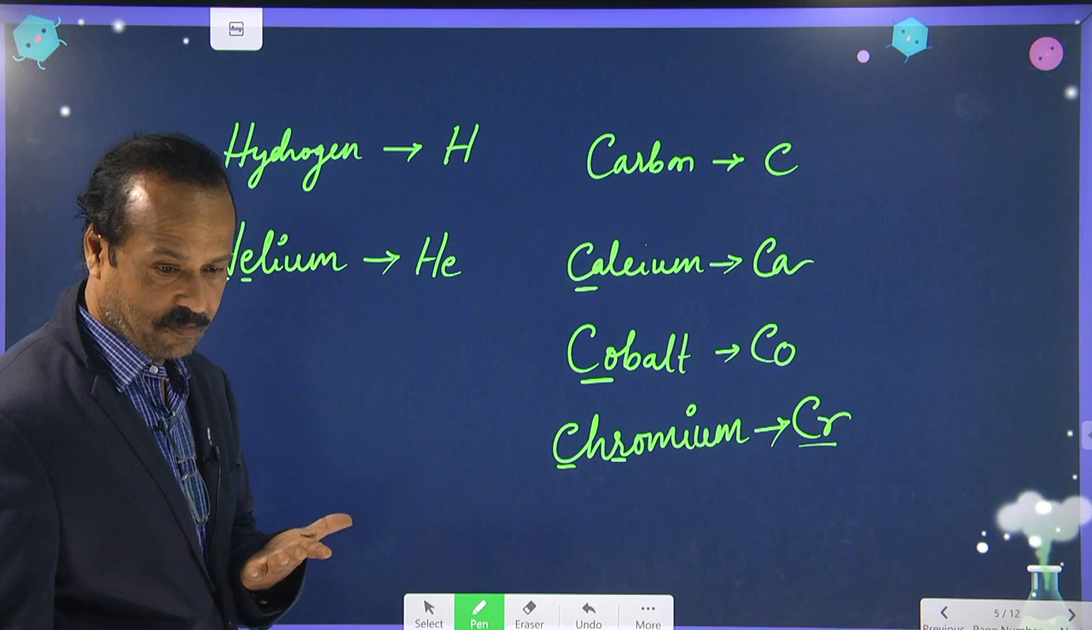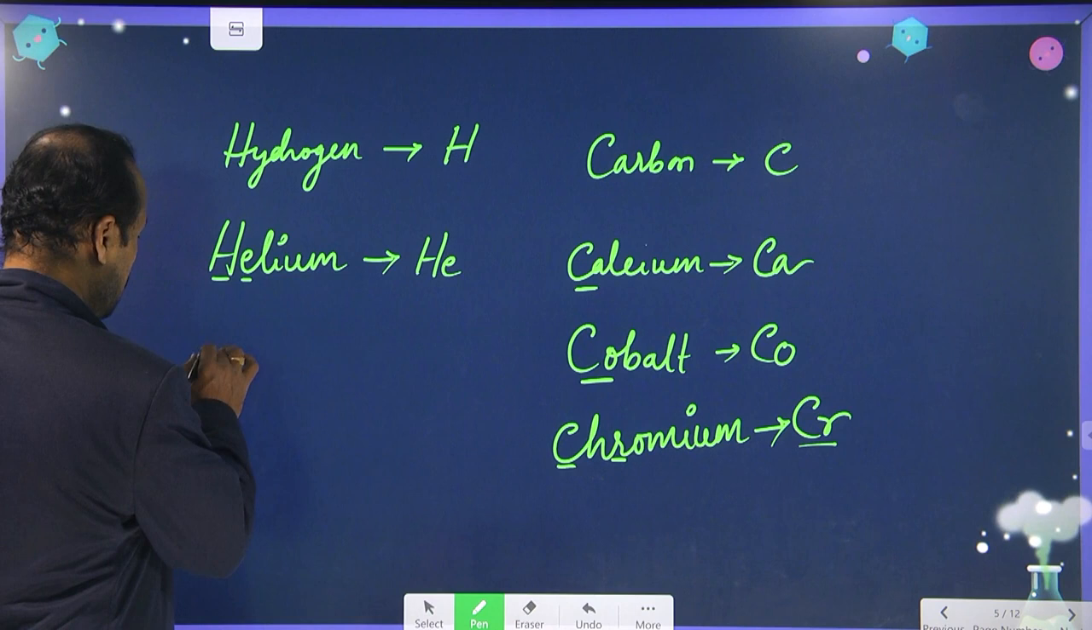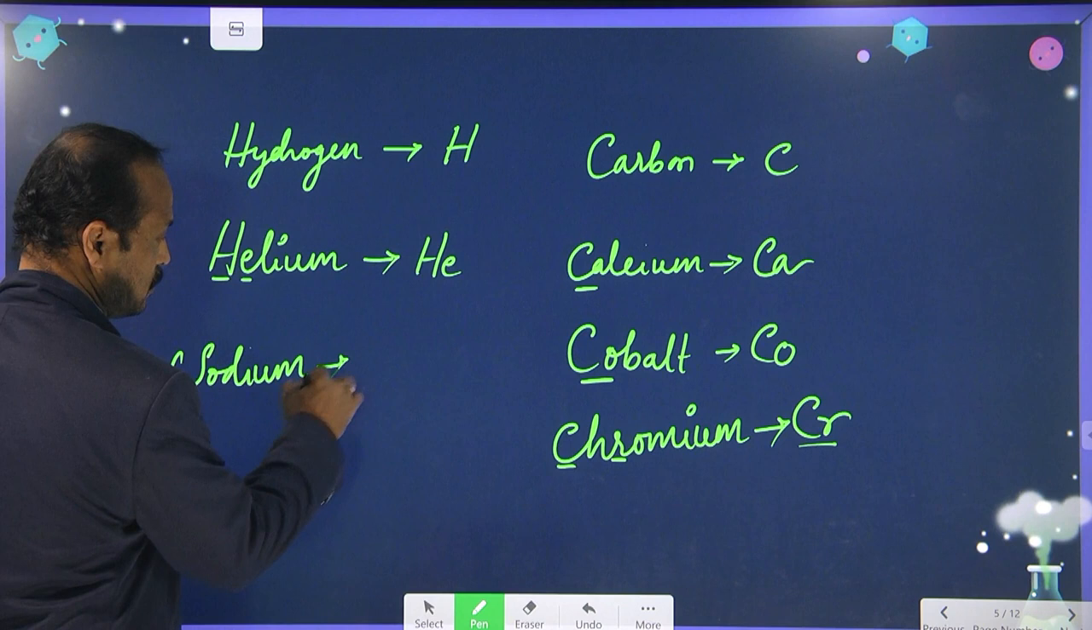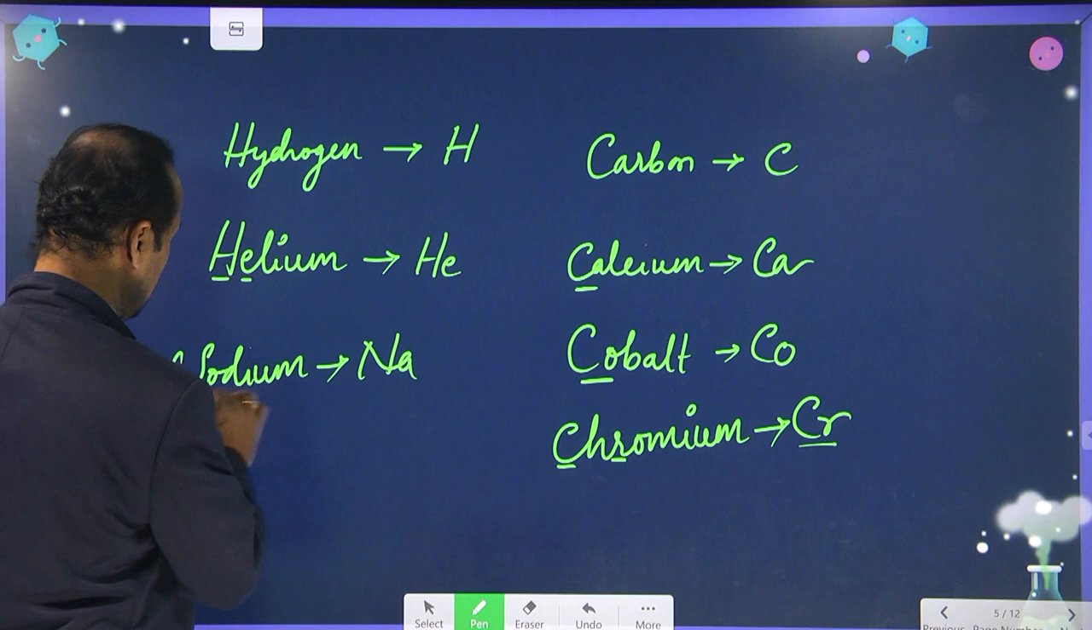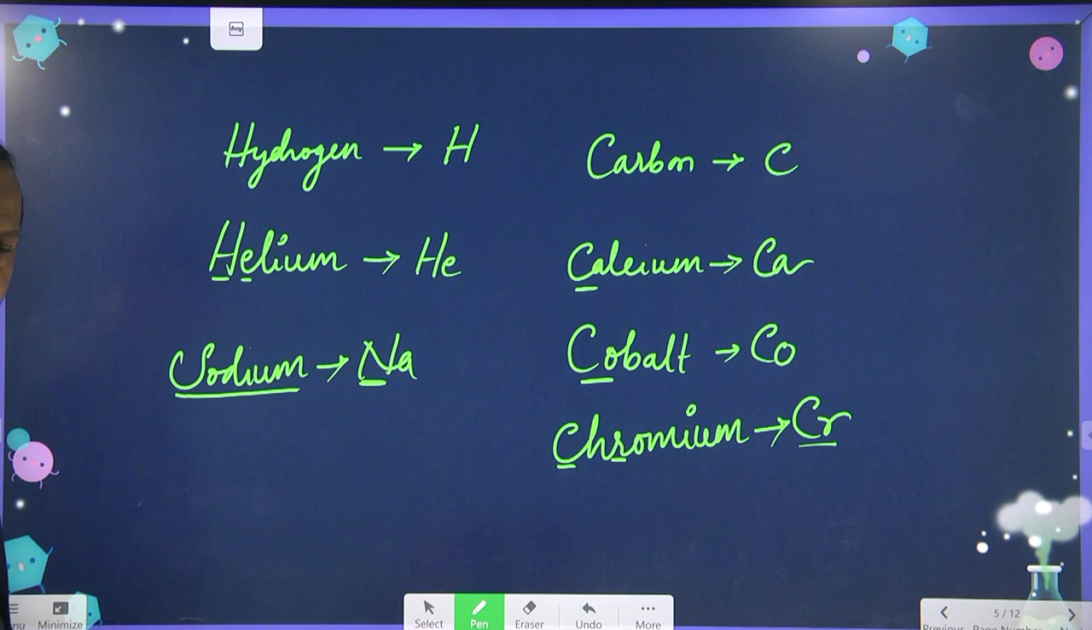For some elements, they have taken their Latin names also. For example, sodium. The symbol of sodium is what? Na. Why? Here it is not related to anything. In sodium there is no N-a pattern, but they have taken Na. Why? Its Latin name is natrium.